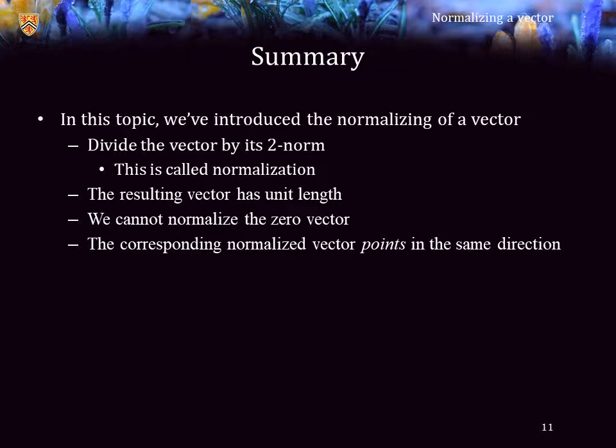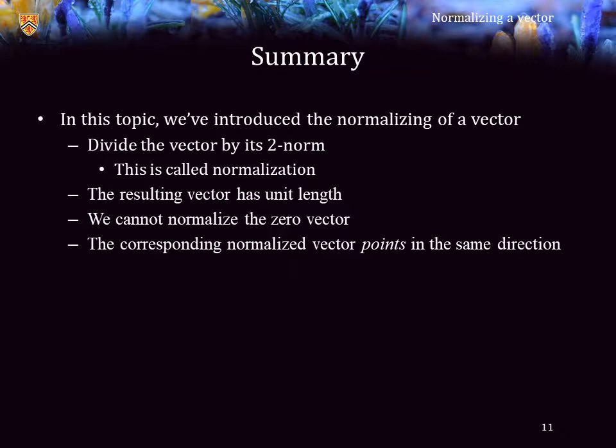So in this topic, we've introduced the normalizing of a vector. That is, we divide a vector by its 2 norm to give a resulting vector that has unit length. This process is called normalization. So given any non-zero vector u, we can produce its corresponding unit vector u cap by dividing u by its 2 norm. This is simply an application of scalar multiplication because the 2 norm is a real number.